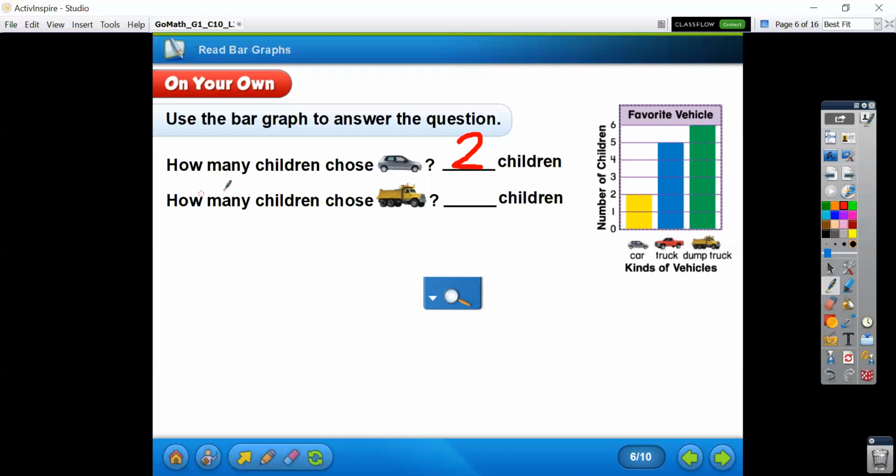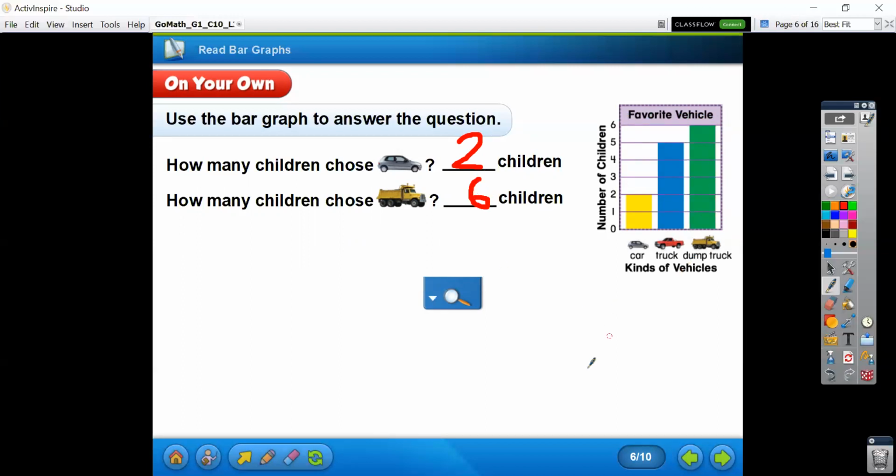How many children chose the dump truck? We go over to the dump truck, and we're looking for the green bar this time. Take your finger, start at the bottom, and go all the way up to the top. Now we're at the top, so all we do is go across to the number. How many? Right, we have 6.